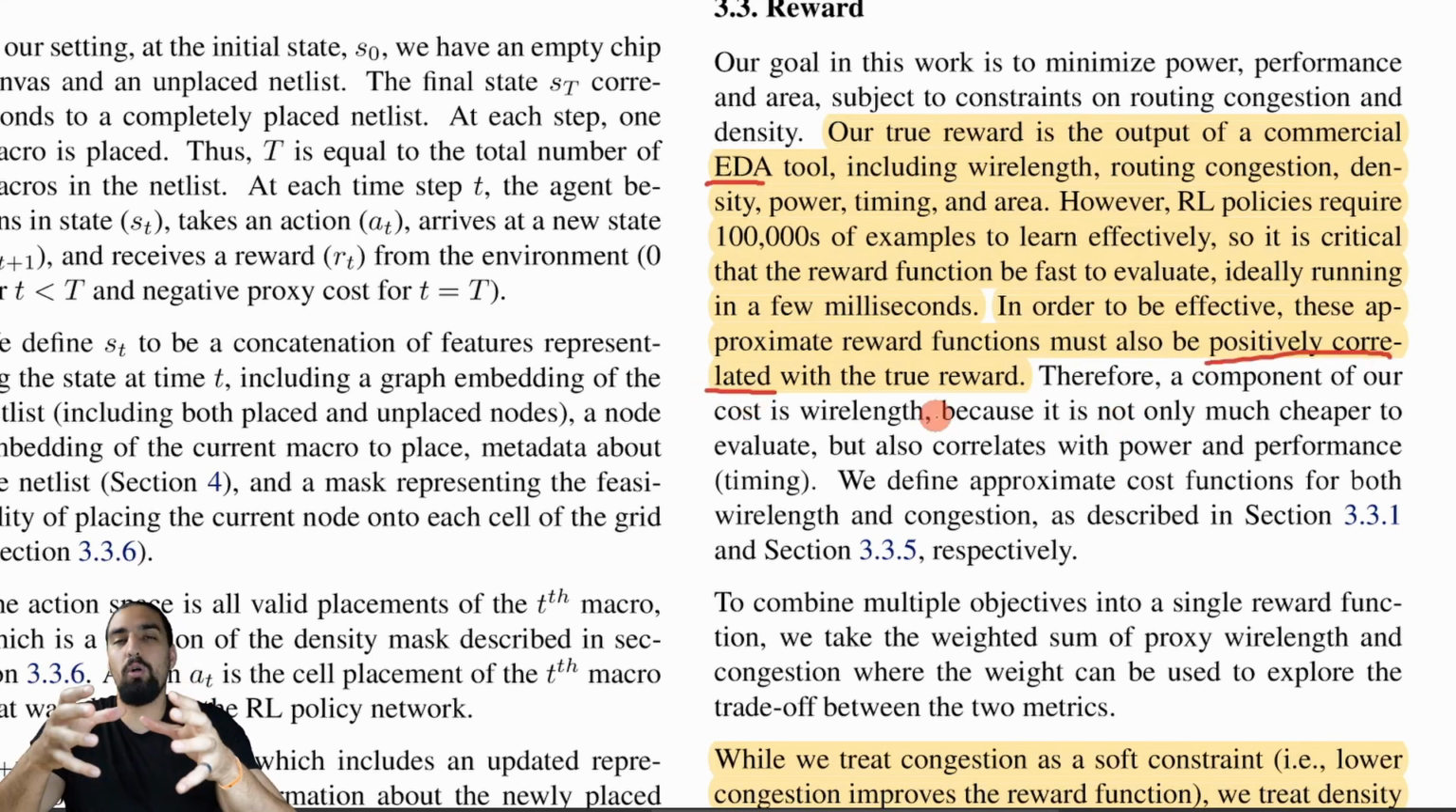So the whole point is they can evaluate the real reward, the true reward, but that's super slow, so you have to use these EDA tools. And so they decided to just take something as a proxy, which is fast to compute, A, and B, positively correlates with the things they care about. And we mentioned those already, so that's the PPA stuff.